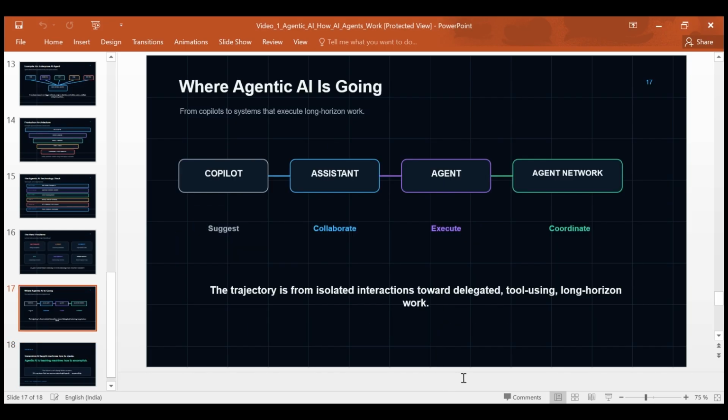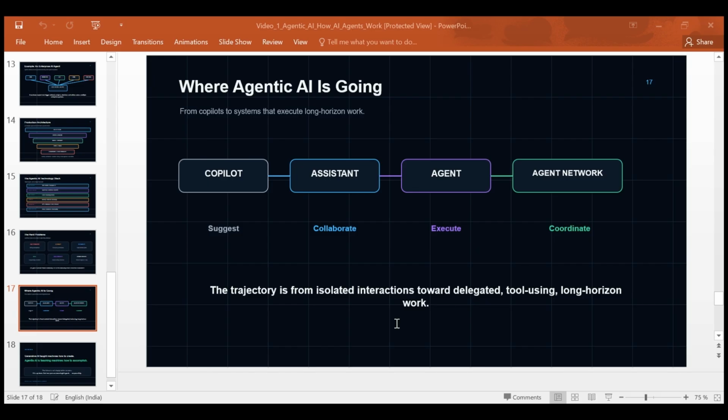So, where is agentic AI going? We are moving through an interesting progression. First come copilots that suggest direction, then assistants that can collaborate with us. Now we are building agents capable of executing workflows. And the next step is increasingly coordinated agent networks where specialized systems work together across longer-running tasks.